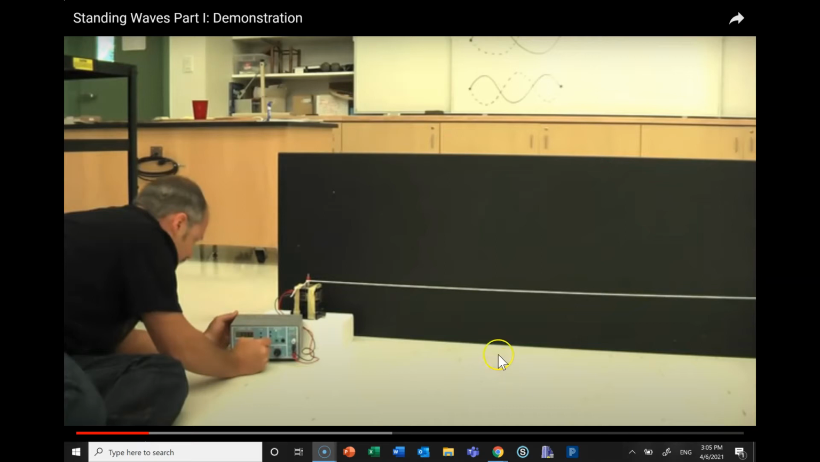We've begun to learn about standing waves. The first thing I want to point out is, you've got this string here, and you've got this mechanical oscillator that's going to go up and down, and you might think that as soon as we turn this on, a standing wave is produced.